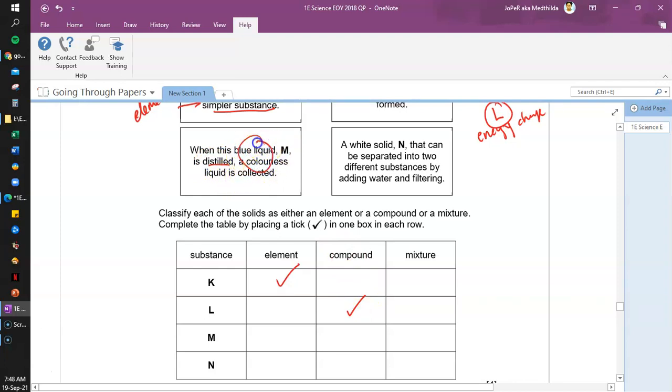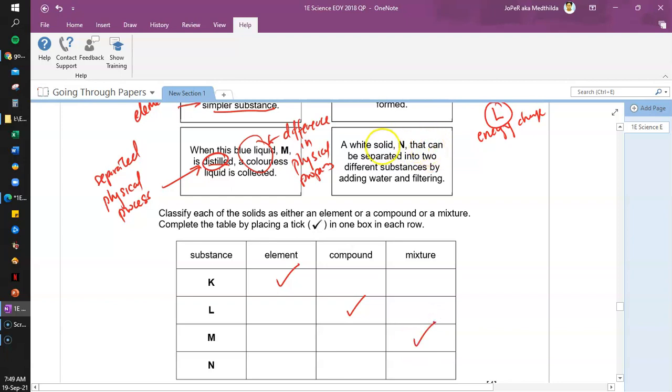Okay, next, blue liquid M is distilled and then a colorless liquid is collected. So you can see there's a difference in physical property. That's the first thing you observe. Second thing, this blue liquid M is separated into 2 different things by a physical method, a physical process. So because it is separated by a physical process, there are 2 different types of liquid here. You can see by the difference in physical property. Therefore, M is a mixture.